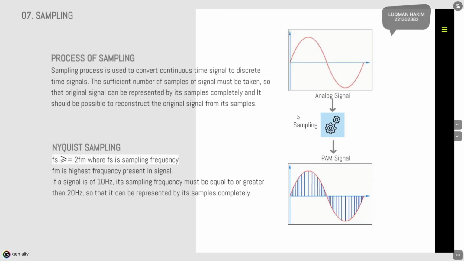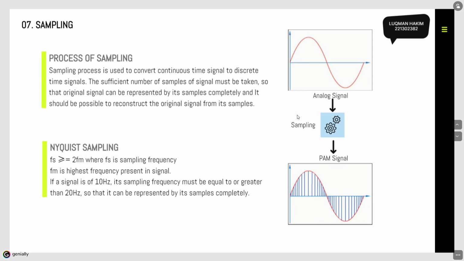So I will explain how sampling works. Firstly, sampling is a process used to convert a continuous time signal to a discrete time signal. A sufficient number of samples of the signal must be taken so that the original can be represented by its samples completely, and it shall be possible to reconstruct the original signal from its samples.